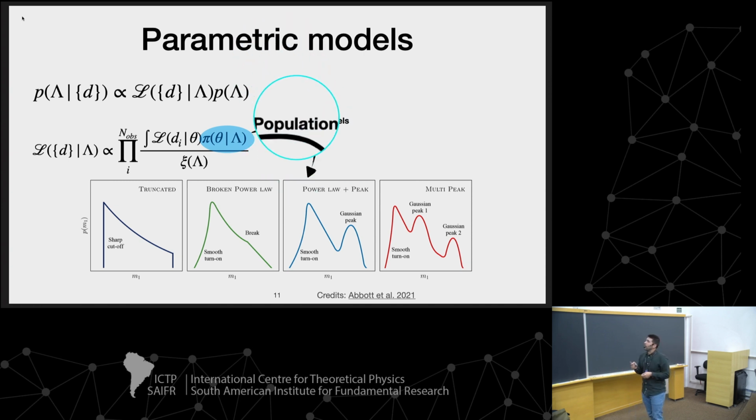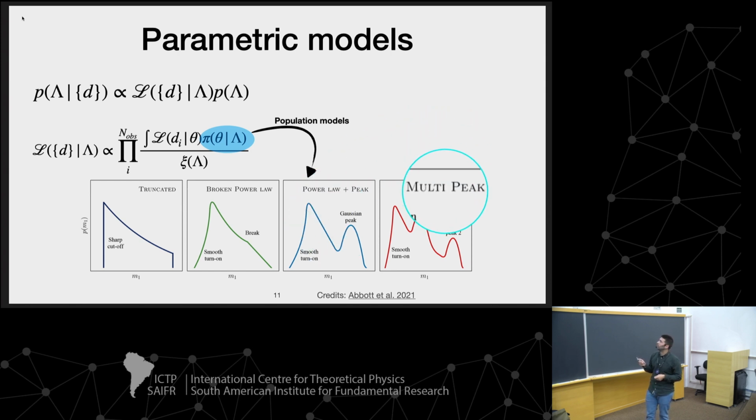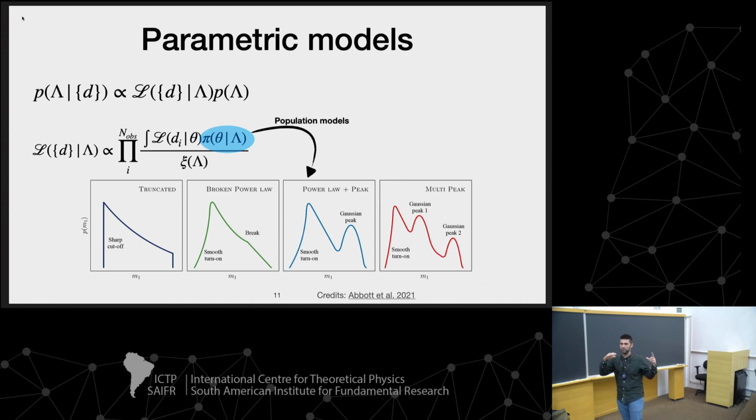For example, here a power law plus peak means a power law and a Gaussian peak, because you want to relate these features of the mass distribution with astrophysics. And this is going to be done later in this lecture. Or you can do a multi-peak, where you add other peaks to the power law. So basically, the idea is you get a power law, and you try to add features to fit the data. Because the objective is to learn the parameters of this distribution.